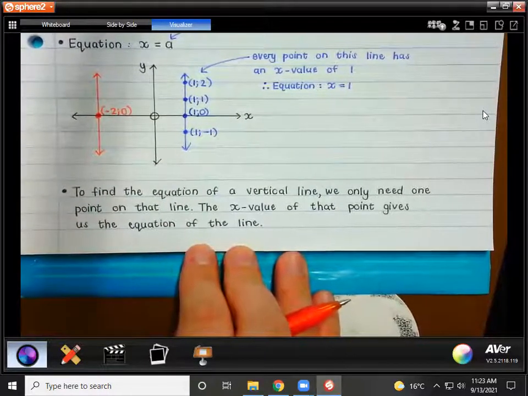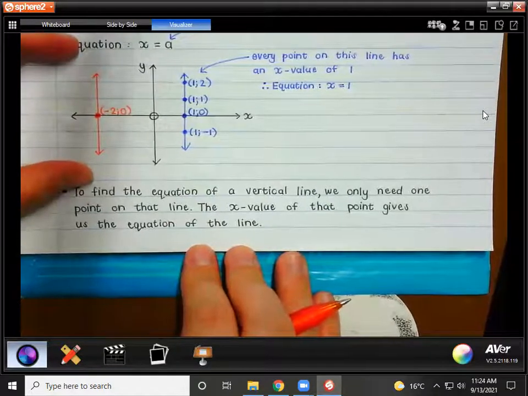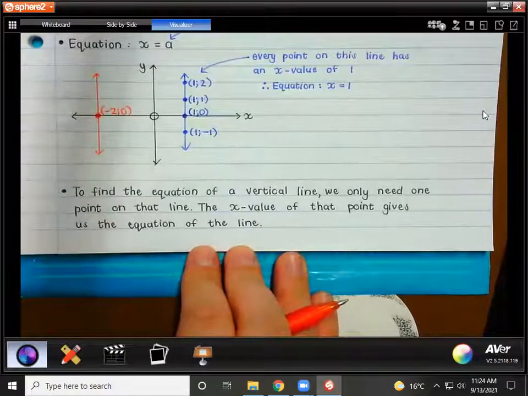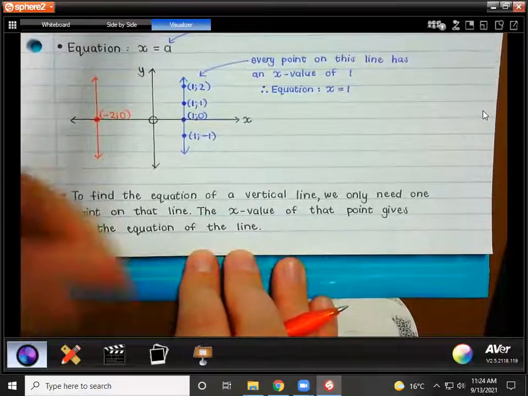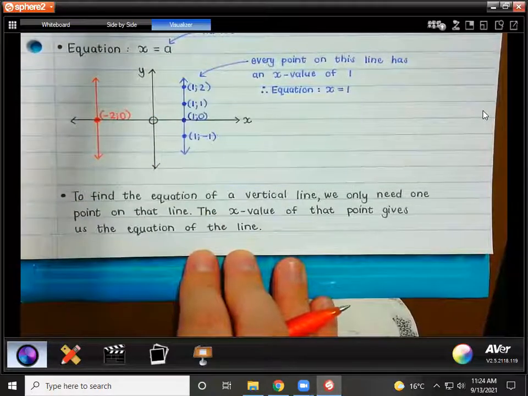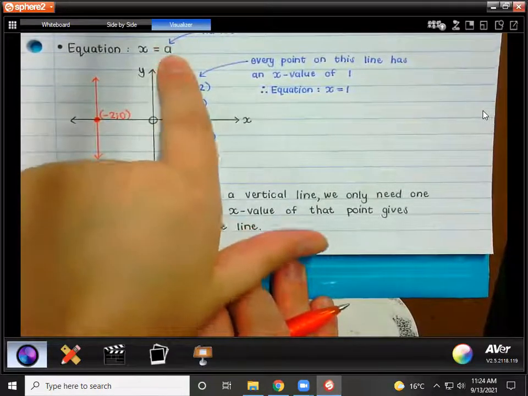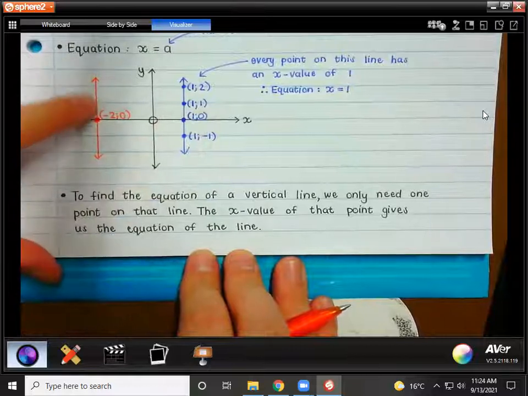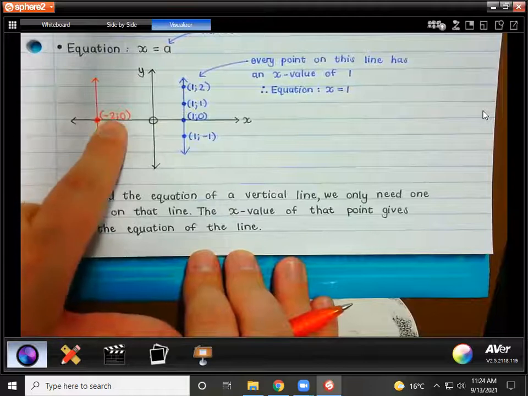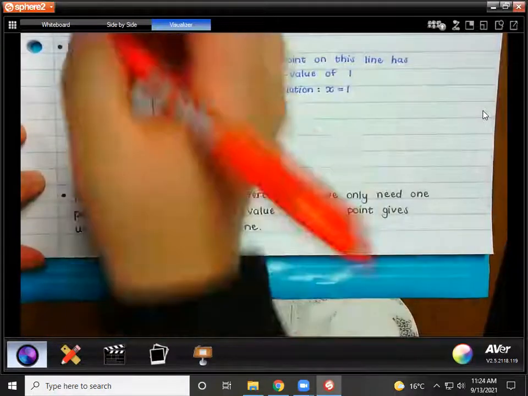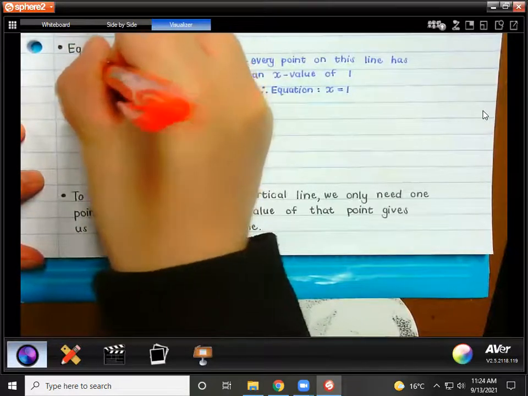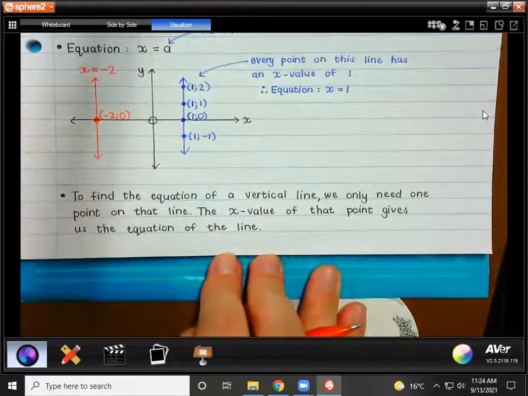Now, guys, what you need to ask yourself is they're now asking you to find the equation of this line. All right, you need to say, okay, it's a vertical line. So the equation is going to be x equals a number. If it's vertical, it's always x. X equals a number. What number do I have on this line? What x value have they given me on this line? -2. So this equation is x equals -2. And that's it.